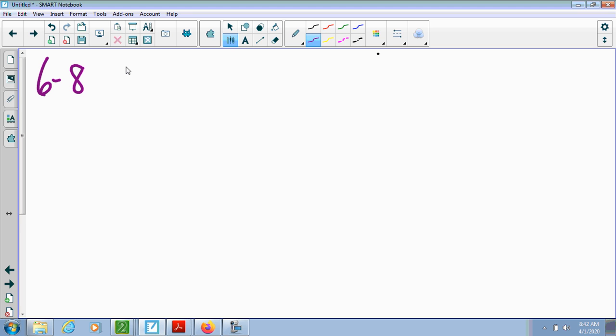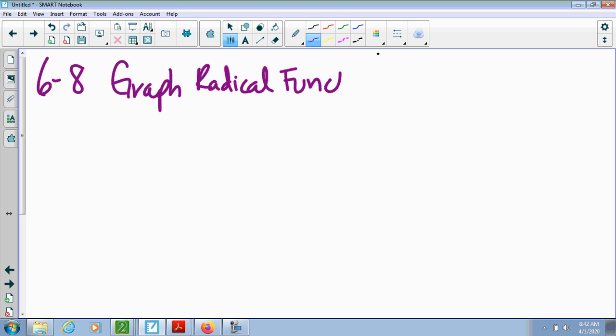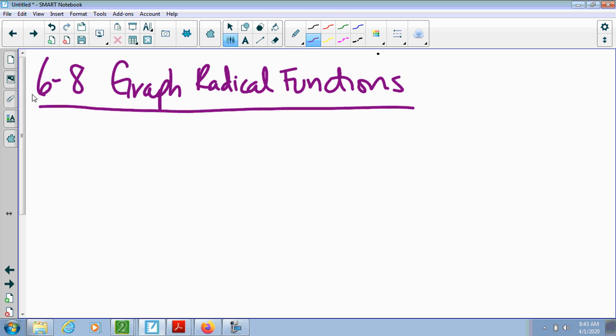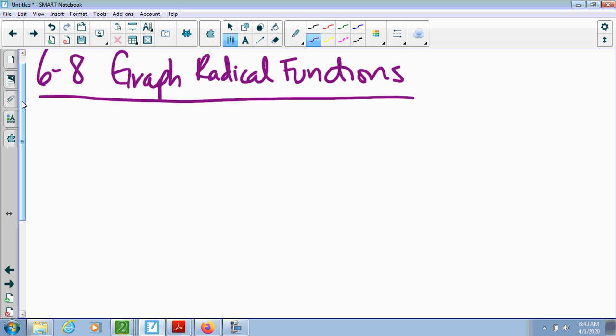But we are going to graph radical functions today. So we're graphing radical functions. And so that's just our square root and our cubed root that we're going to graph today. We're going to make some tables of values, do some transformations. I think you'll realize that most of the stuff we've done before, except we just haven't done it with the square root or the cubed root graphs.